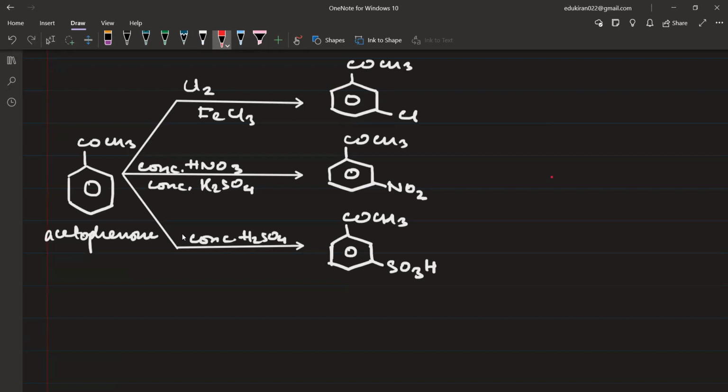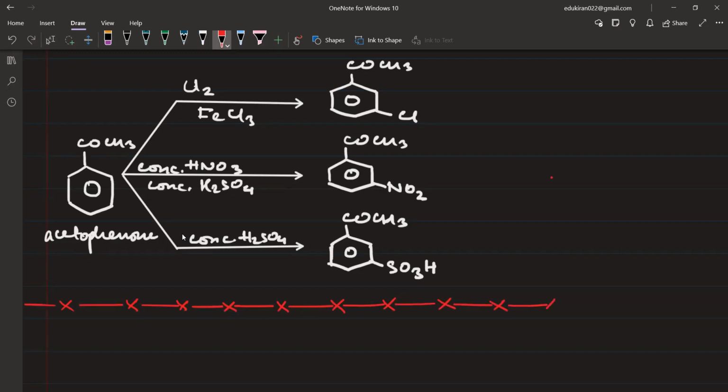So till here, aldehydes and ketones are over. No, carboxylic acid is not over. Aldehydes and ketones are over, and from here we're going to write about carboxylic acid. Now we are going to start carboxylic acid.